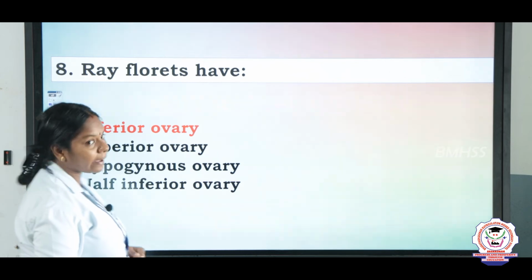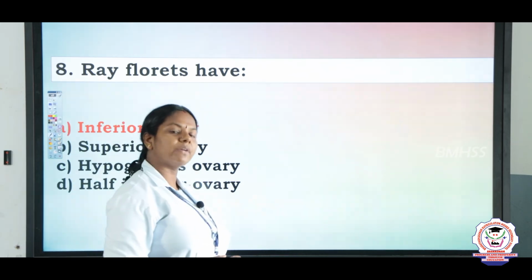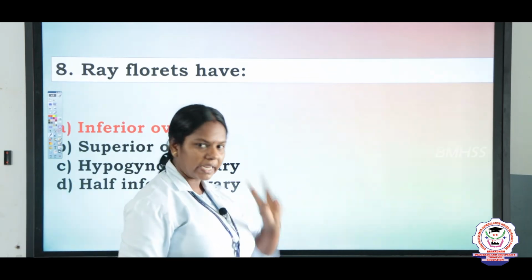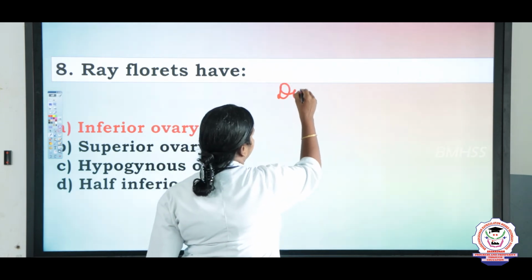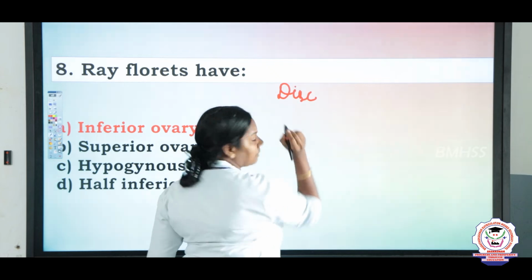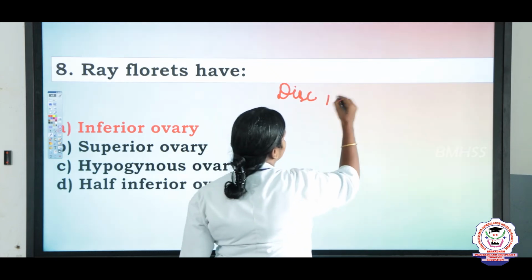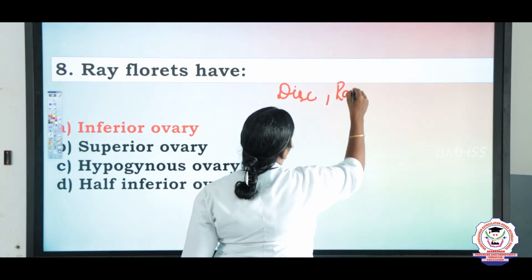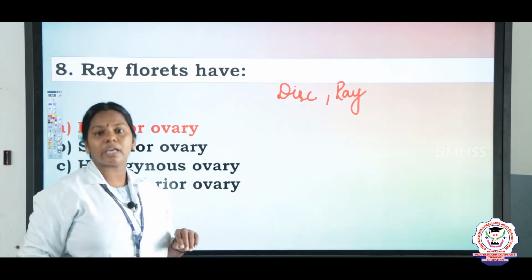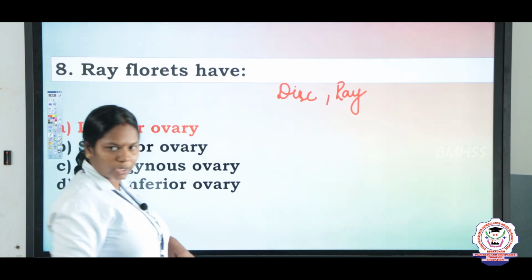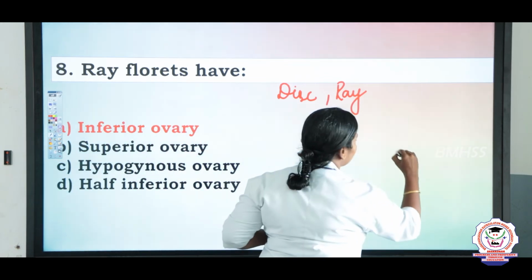Ray florets have. Ray florets, where can you see them, children? You can see them in a sunflower. In sunflower, there are two types of florets. One is a disc floret in the Asteraceae family, and another one is a ray floret, right? So ray floret have the inferior ovary. For example, in a ray floret, you can see the ovaries.